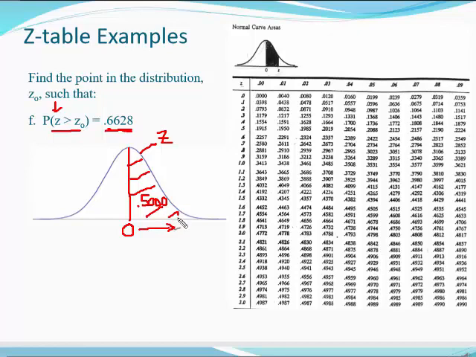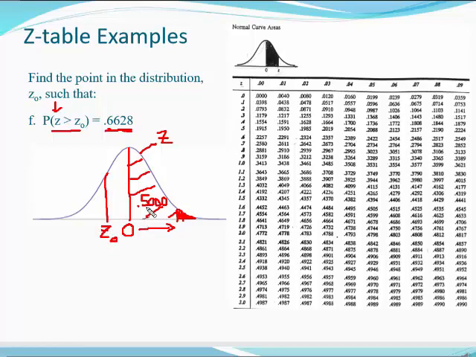So if I tried to draw z naught out here, if I looked bigger than this point, you can see that there would just be this small little probability out here in the tail. There's no way that's going to be 0.6628. It's much too small. And so the logical part of me says I've got to put z naught to the left of 0. And so I'm going to draw z naught over here.